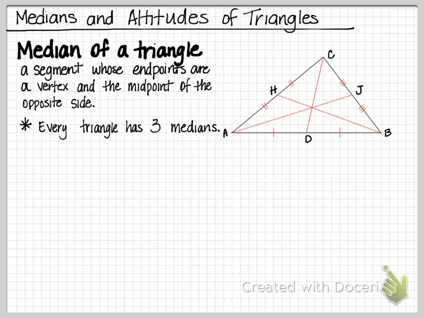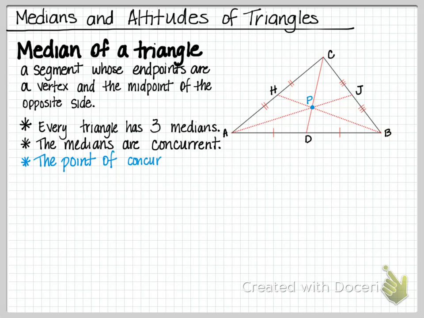Every triangle has 3 medians, one from each of the 3 vertices. And the medians are concurrent at point P we see in this diagram. That's where these 3 medians intersect, and so that is where they are concurrent. The point of concurrency has a name, and it's called the centroid.